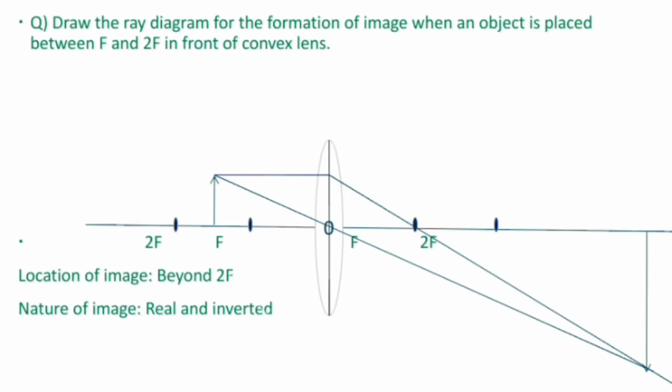Let's see the question. Draw the ray diagram for the formation of image when an object is placed between F and 2F in front of a convex lens. First of all, we will draw the convex lens. Write the question, leave 3 lines below it, and bold the 4th line with the help of a pencil and scale, like this.